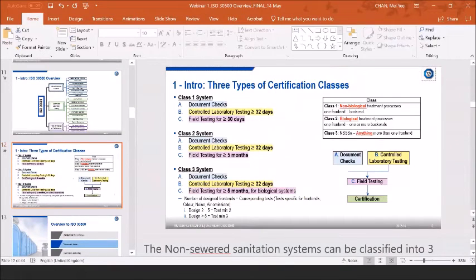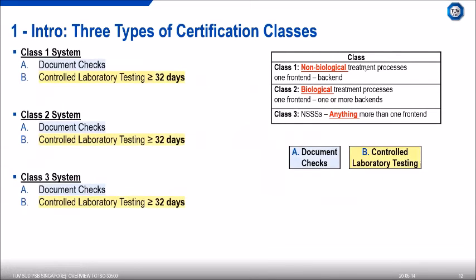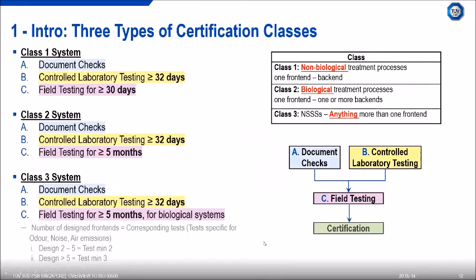To define the three classes again, as you can see on the slides here, class 1, class 2, and class 3. Class 1 is for non-biological systems. Class 2 is for biological systems, and class 3 is either a biological or non-biological system that has more than one front end. So basically, what's the difference between class 1 and class 2? They are biological and non-biological. What's the similarity between class 1 and class 2? Both are one front end only systems.